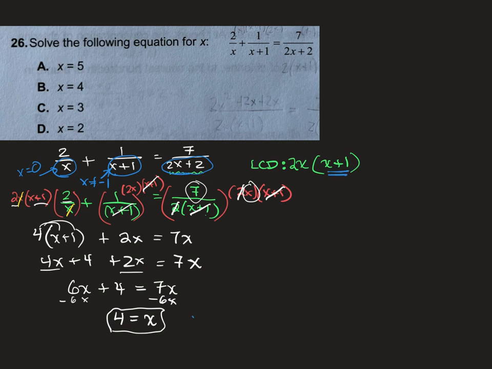So your restrictions would be that x can't equal 0 or -1, which didn't influence our answer because our answer was 4, which isn't one of those values. So we are good to go. The answer should be B.